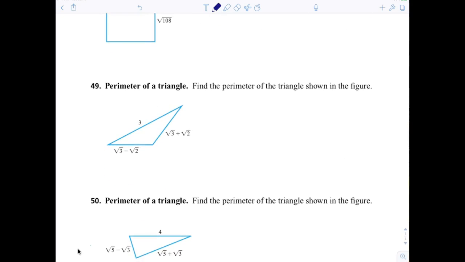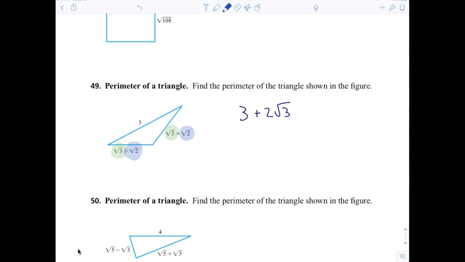Find the perimeter. What's the only whole number here? 3. Thank you, whoever said that. Now I need you to tell me what's the square root of 3 plus the square root of 3. Very good. 2 radical 3. And then what happens to positive square root 2 and a negative square root 2? They cancel out. So that's the answer for the perimeter.